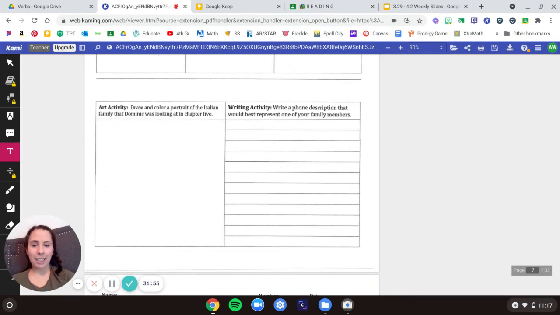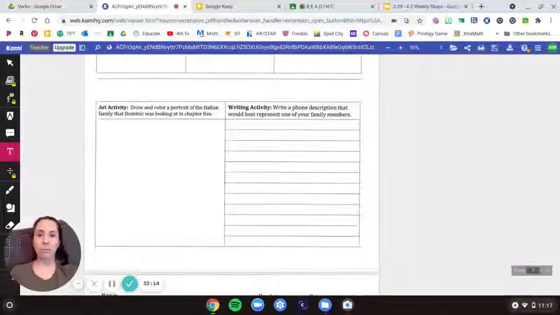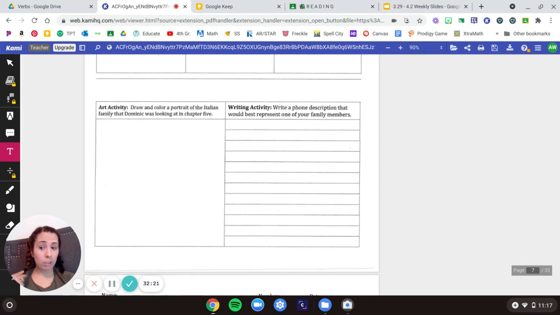All right, then the last part, write a phone description that would best represent one of your family members. So imagine you're picking up the phone and describing your family member. Like mine might say something about, my sister is tall with big hands, much bigger than mine. She has long brown curly hair compared to my short, straight brown hair. Describing your family members, any family member you want.